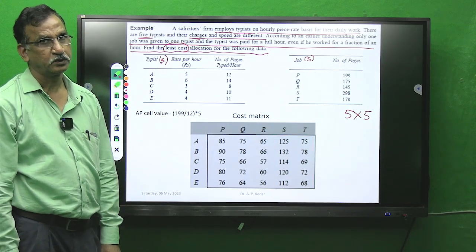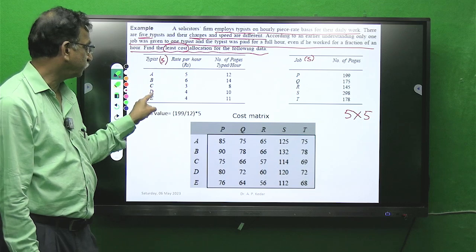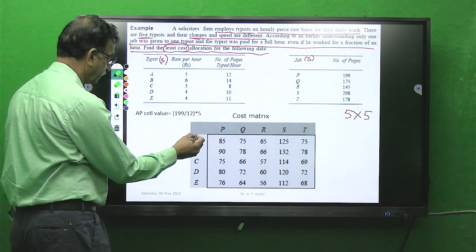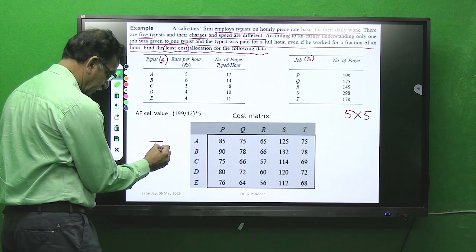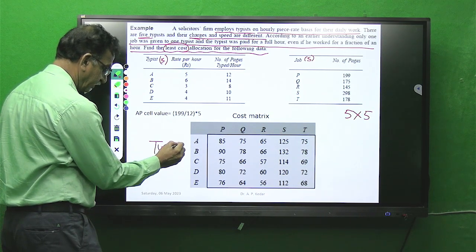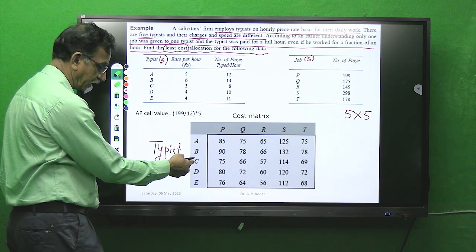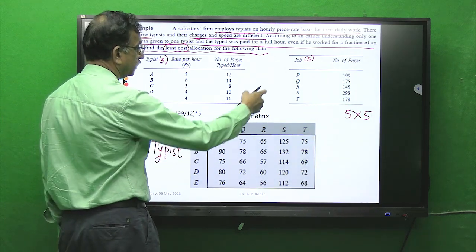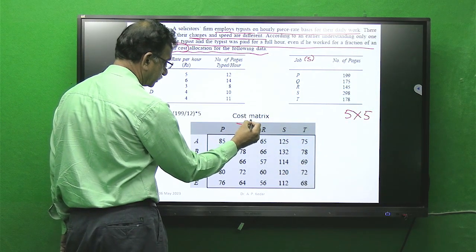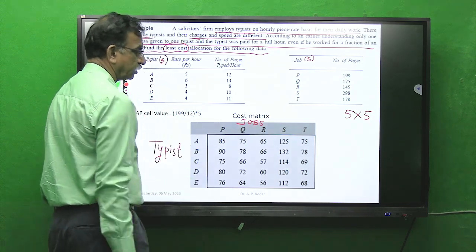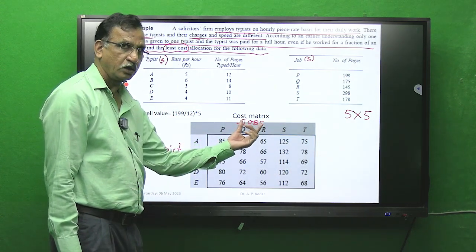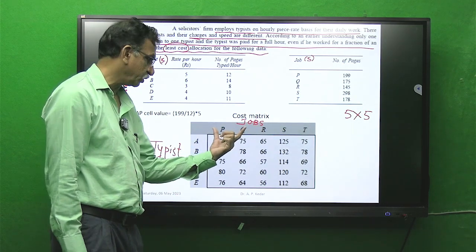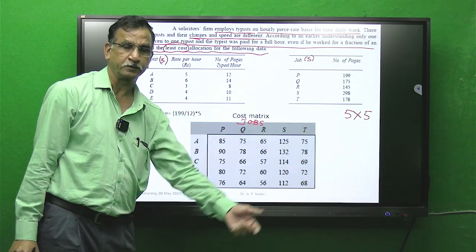How to proceed? It's very sure that the matrix will be 5 by 5. So what we will be doing first, we will be writing here, these are the typists row wise: typist A, typist B, typist C, typist D, typist E. And for this cost matrix, column wise, these stand for jobs. This is the cost matrix which indicates the combination of different typists with different jobs. Jobs are P, Q, R, S, T.